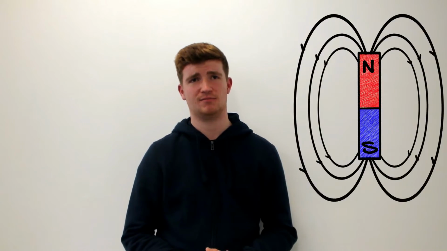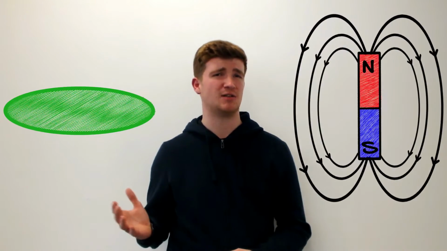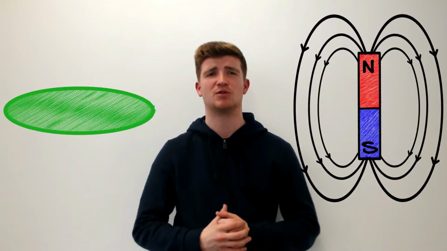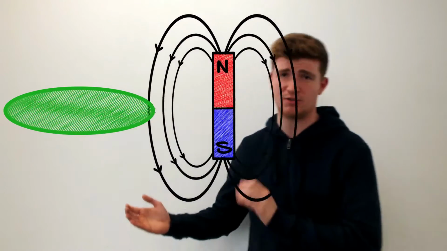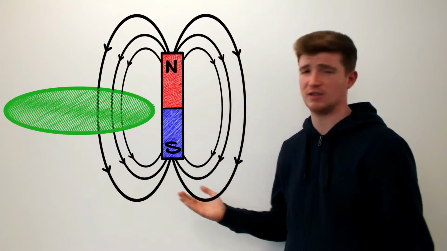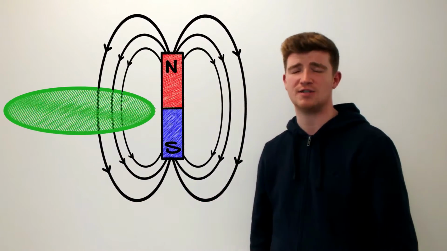So let's picture a bar magnet with its magnetic field lines. If we put an open surface near the magnet, the flux is going to be the total amount of field lines flowing through the surface. And if we move this magnet closer, then you'll see that more field lines are going to go through the surface, increasing the flux.